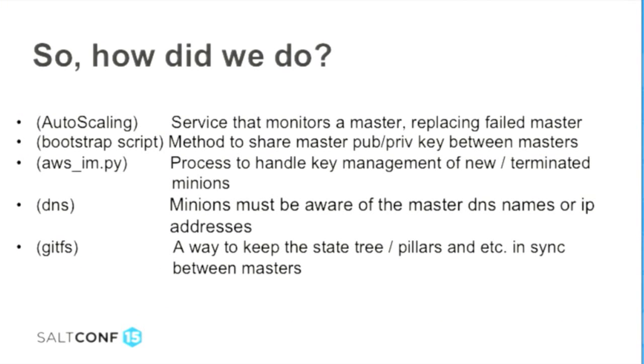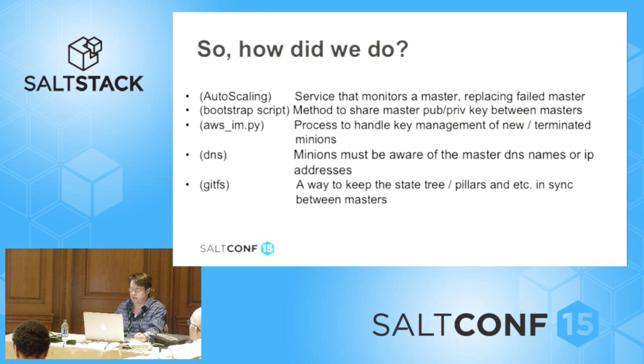So now we can compare how we did. We said we wanted a service that would monitor a master and replace it. We have that with autoscaling. We needed a way to share this public-private key pair. Not a problem using S3. And that happens with the bootstrap script, once it comes up. We needed a way to handle the key management. This awesome program does it. The minions have to know how to find the masters. Not really a big deal. And the salt tree, the state tree, and the pillars have to be kept in sync. So not really a big deal. We can use GitFS or something similar.